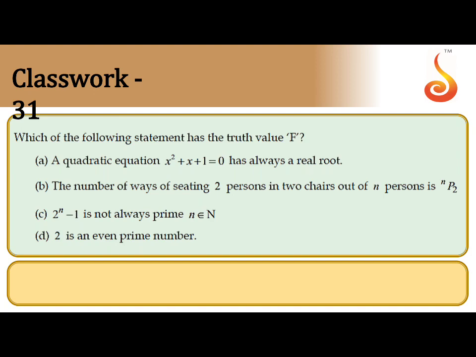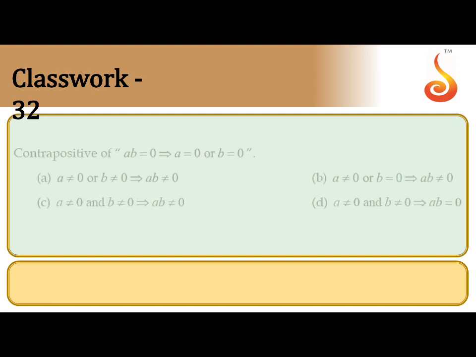Which of the following statements has truth value? A quadratic equation x square plus x plus 1 has always real root. You can check the discriminant for the first one. B square minus 4ac. B square is 1 minus 4, that is minus 3, less than 0. Roots imaginary. That means the statement is false. They are asking which is false. No need to check other options. This says real roots, but roots are imaginary, so this is a false statement only. I hope this one is clear. Next question. Check the answer. Option A is wrong.